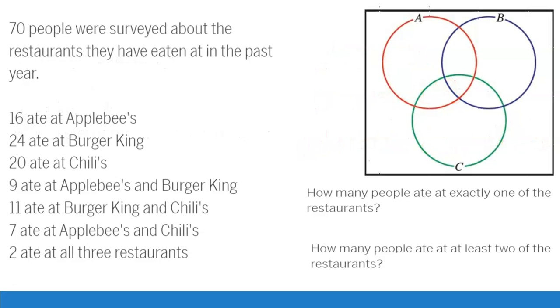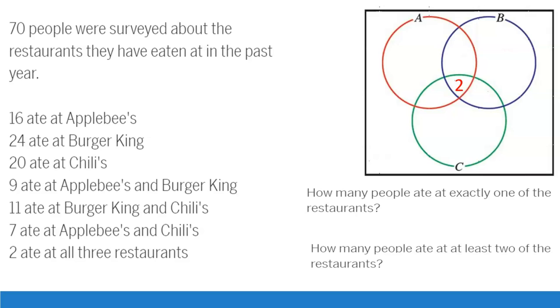Now let's try a Venn diagram problem. 70 people were surveyed about the restaurants they have eaten at in the past year. 16 ate at Applebee's, 24 ate at Burger King, 20 ate at Chili's, 9 ate at Applebee's and Burger King, 11 ate at Burger King and Chili's, 7 ate at Applebee's and Chili's, and 2 ate at all 3 restaurants. How many people ate at exactly one of the restaurants, and how many people ate at least 2 of the restaurants? Pause the video and find a solution.